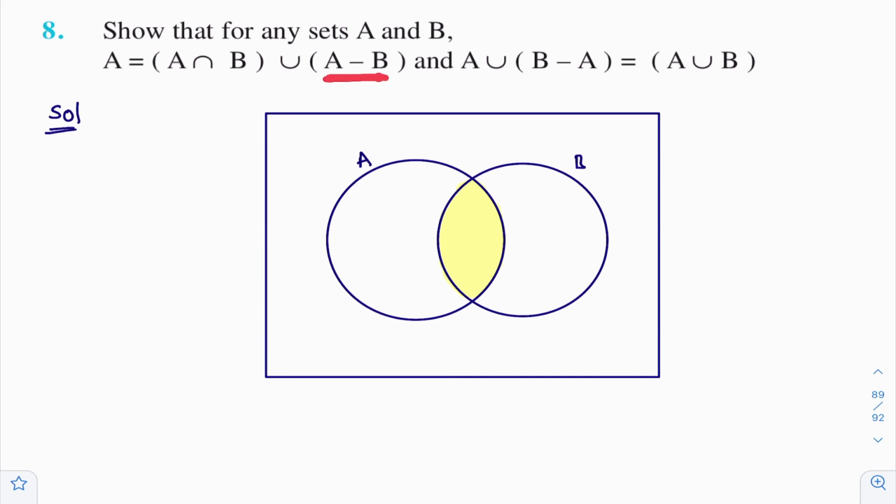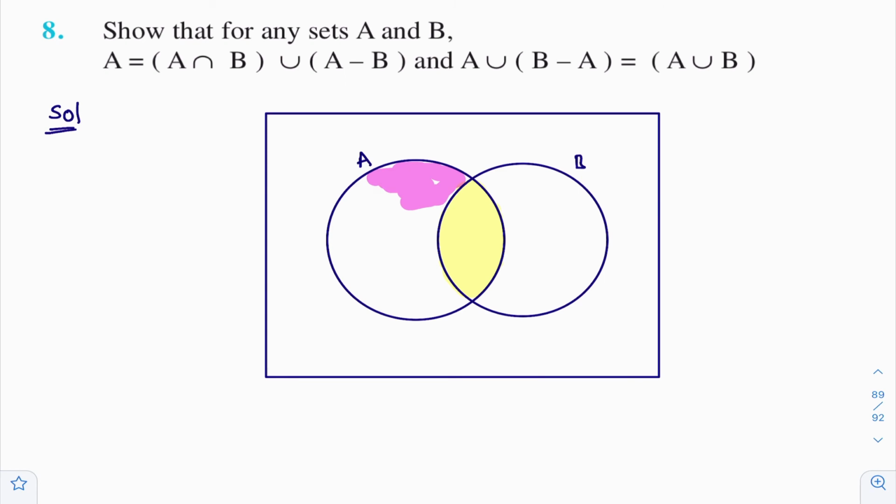You observe where is A minus B. In this Venn diagram, where is A minus B? We know that A minus B means all the elements present in A but not in B. Simply we say that A minus B means only A. So here, A minus B part I am marking here.